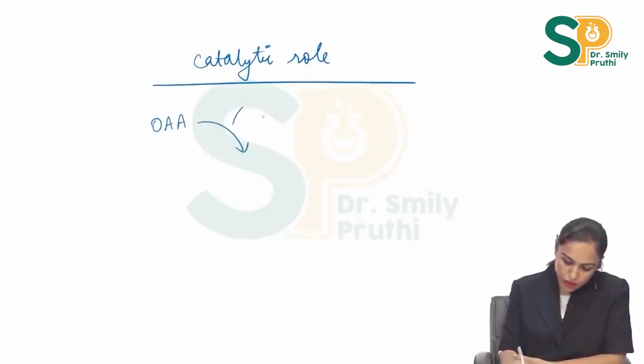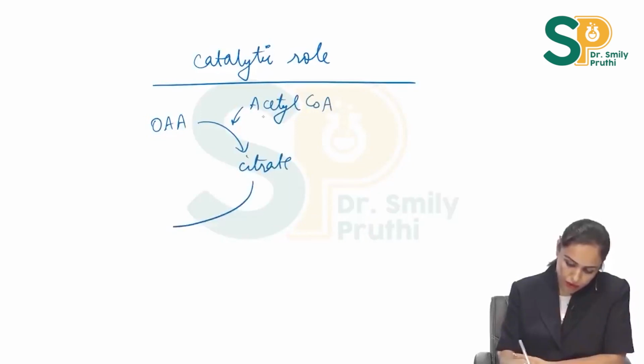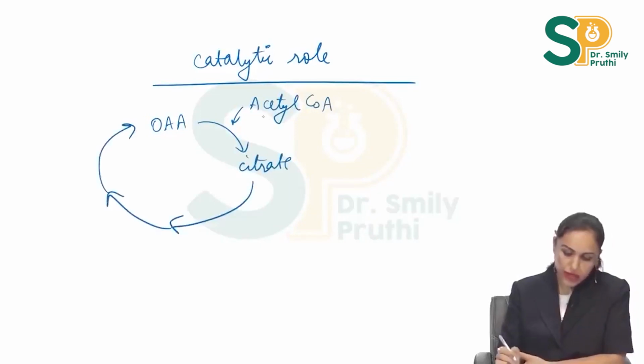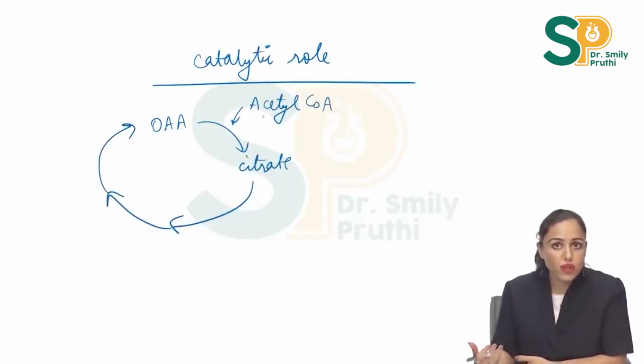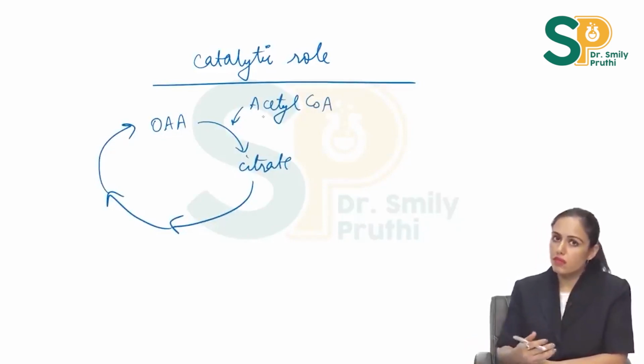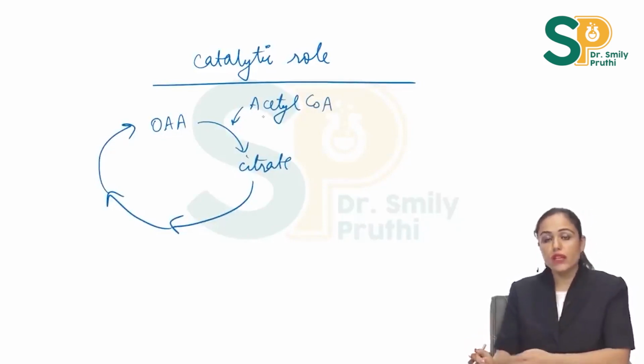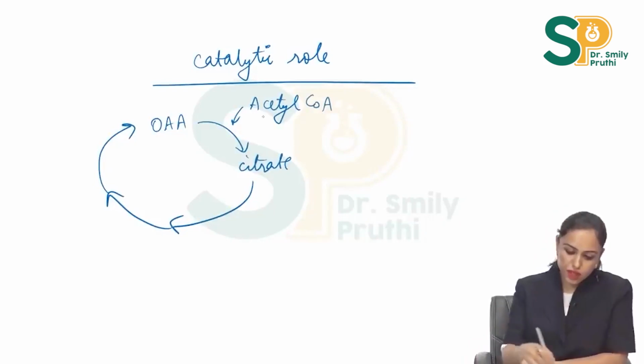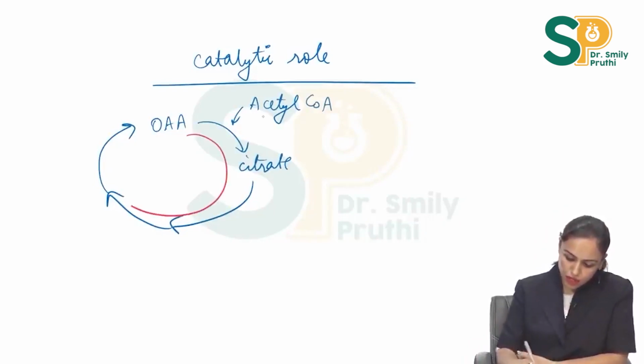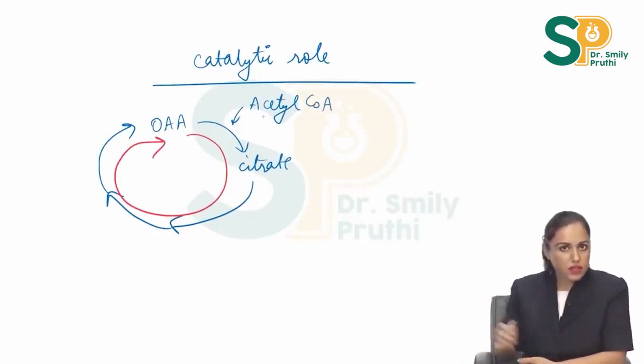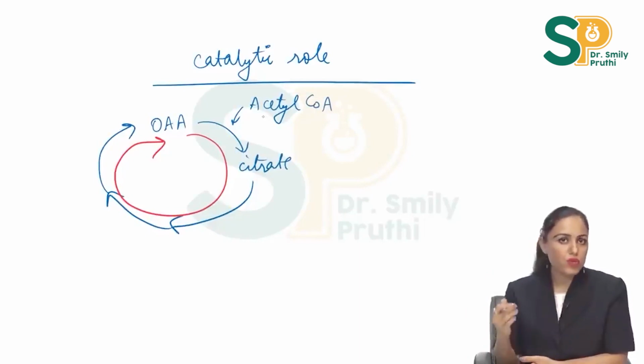Oxaloacetate will combine with acetyl-CoA as the first step of the TCA cycle, making citrate. After citrate, there are so many steps. Finally, oxaloacetate is again regenerated back. So we say that this oxaloacetate has a catalytic role in the TCA cycle. Because oxaloacetate has a catalytic role, therefore TCA is not a pathway. It is a cycle, because oxaloacetate is again obtained. So it is not a pathway.